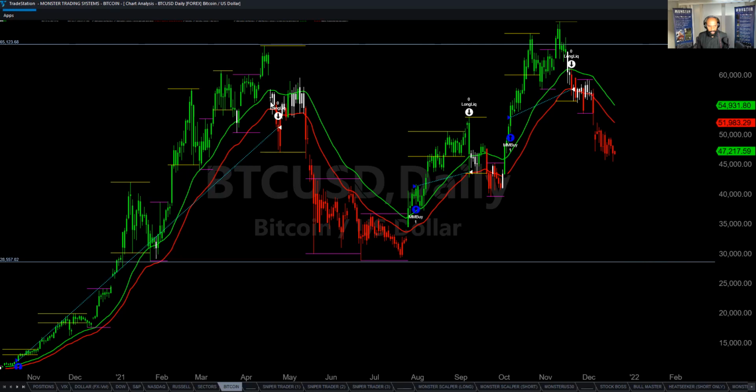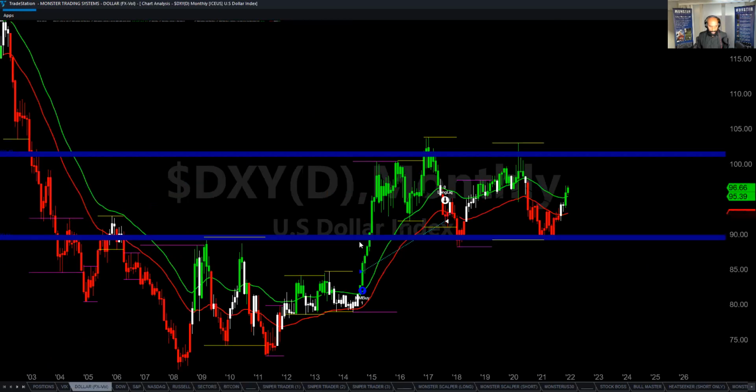So it's caught. It's not trending anymore on the daily time frame. It's kind of doing like this. It's kind of doing like the dollar index right here, kind of like this right here. You guys see that?